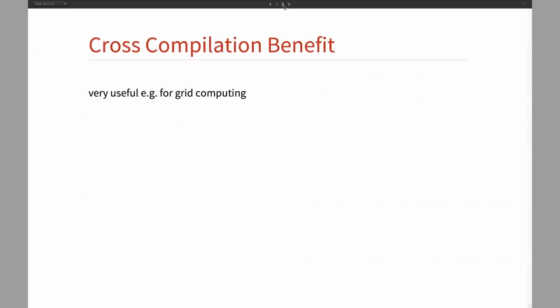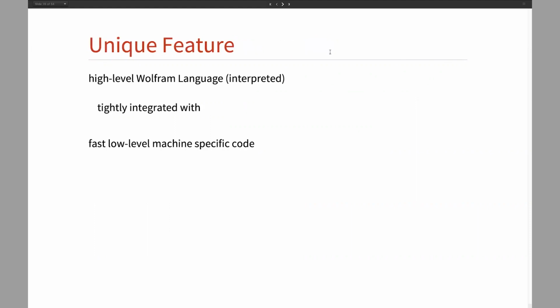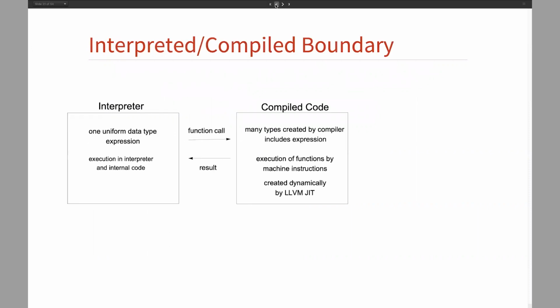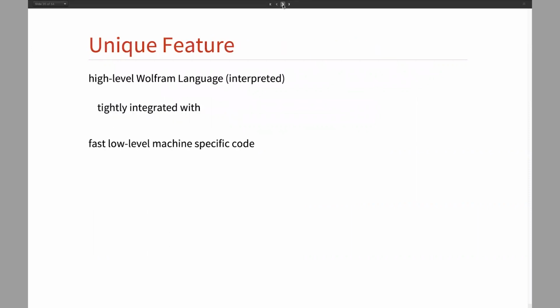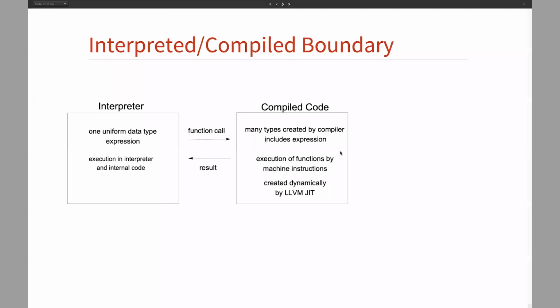And this is actually very useful for our grid computing technology. So if you have people build these heterogeneous networks, this is pretty useful for that. So again, high-level Wolfram language integrated with low-level machine technology. And let's have a little look at how this fits together. I think this is a really unique, interesting feature.